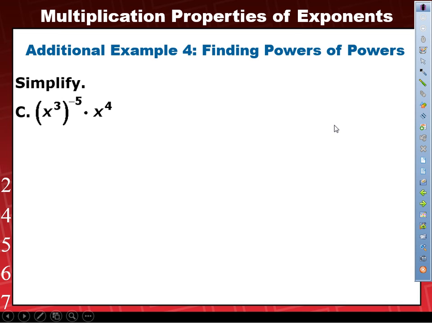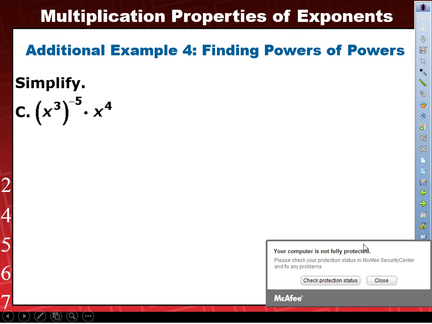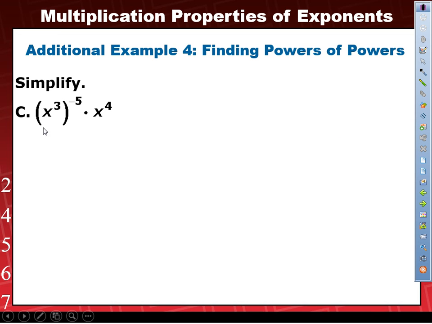Copy this one. Okay, look at this one. C is parentheses x cubed times to the power of -5 times x to the 4th. Do this first, bring this one down, and do the next step. Go.